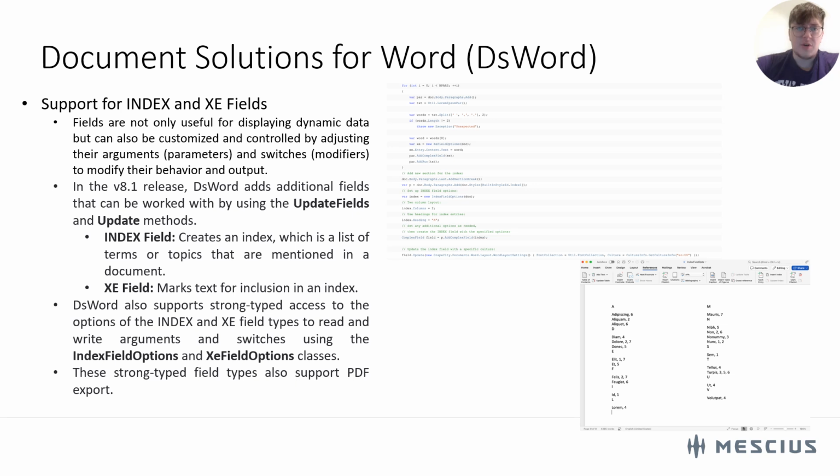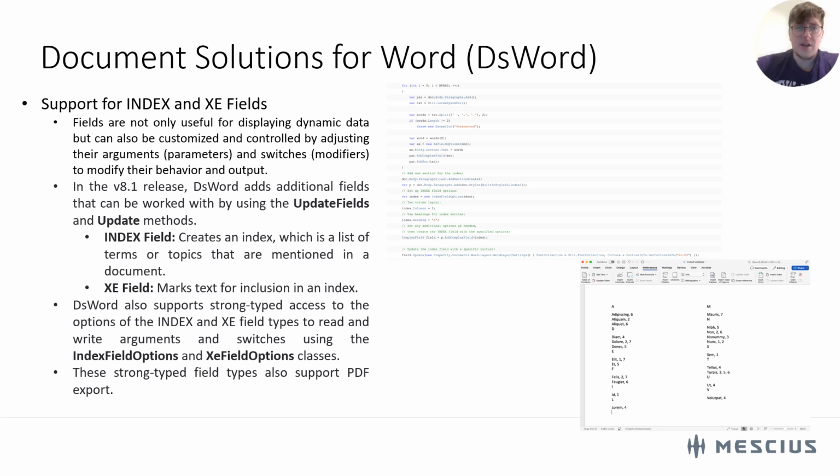Document Solutions for Word supports strong typed access to the options of the index and XE field types, which can be used to read and write arguments or switches by using the new index field options and XE field options classes. These strong typed fields are also supported when exporting the document to PDF.